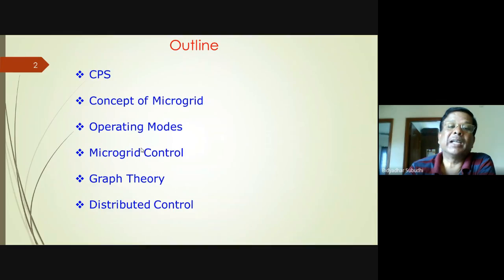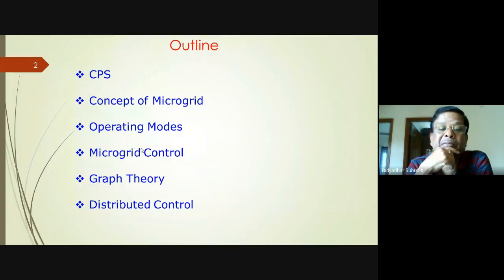Now, what I will be discussing in the allotted time is: what is CPS, cyber physical system, the concept of microgrid and its operating modes, and some control objectives and how we accomplish those. Then how we design a control for a microgrid to achieve the different control objectives by employing a very popular technique called graph theory. One such control we design using graph theory is a distributed control that I will be presenting.